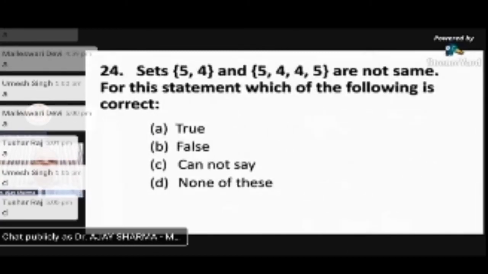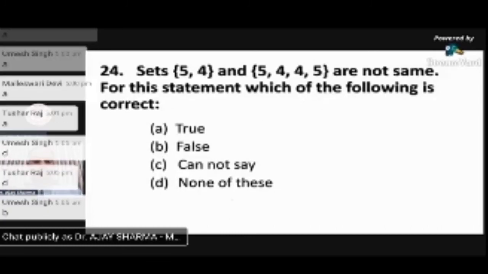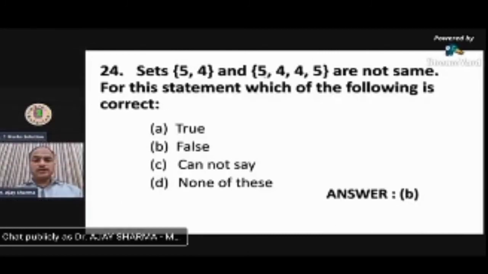Now sets are given. 5 and 4 is there in the first set, and 5, 4, 4, 5 is there in another set. And the statement says that these sets are equal. So let us see. First understand the question. This set is having 5 and 4, these two elements.